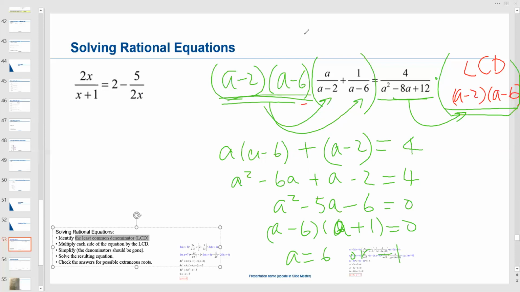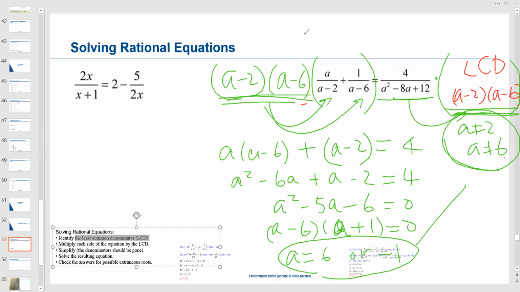Here a cannot equal 2, right? A cannot equal 2. A cannot equal 6. So here we say a equals 6 or a equals negative 1. After this combination, we need to get rid of this one, right? A equals 6. Let's say a cannot equal 6. So a has only one answer, a equals negative 1.